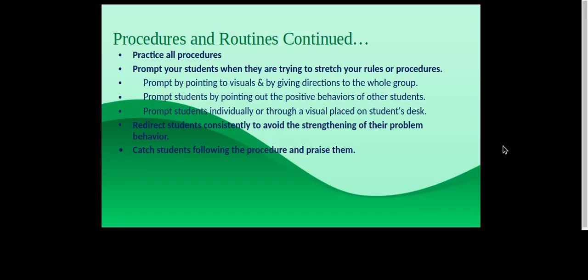Another approach could be to approach a student individually and talk with them directly. But again, always redirect the students consistently to avoid strengthening their problem behavior. Catch students following the procedure, praise them. Anytime you have a student who's having difficulty following a procedure and they turn it around and are actually doing what is expected, make sure you catch them doing what is expected and praise them, because that's going to reinforce and increase the rate at which they show that.